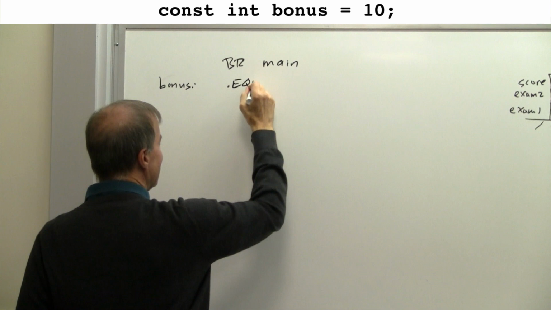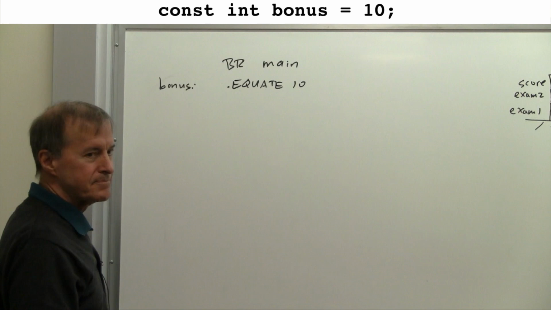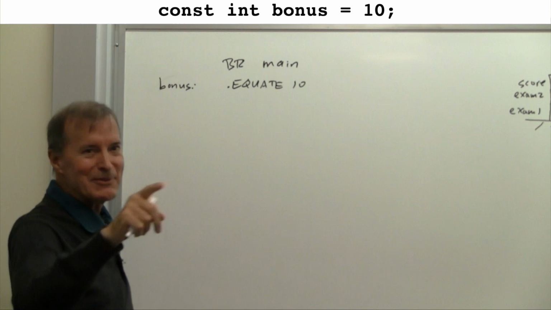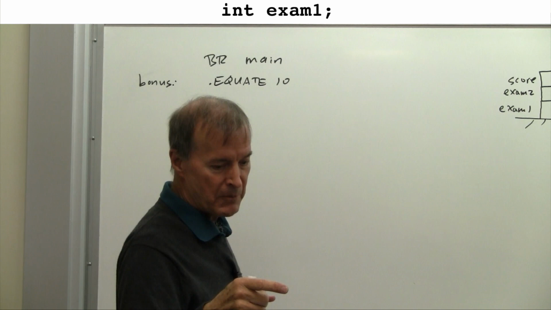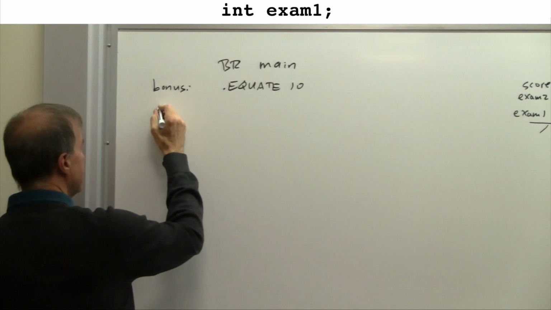Not equate 10. All right? Now, so we're going to go this way, and we're going to go back, so in the back row. Now in the code we had bonus. The next thing in the code is what? Exam 1. So what will be here? Exam 1. And now what will this be?